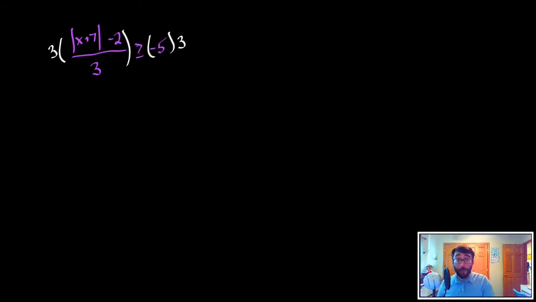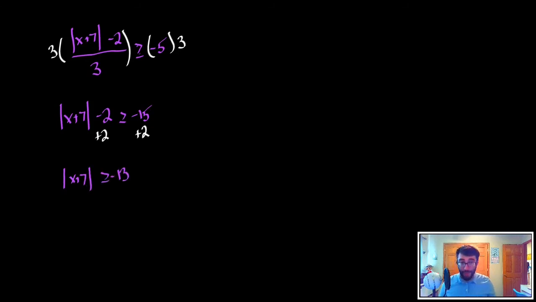And what that will now become is the absolute value of x plus 7 minus 2 is greater than or equal to negative 15, okay? Now we can add that 2 to each side. So I'm going to add 2 to each side, and that's going to get me the absolute value of x plus 7 is greater than or equal to negative 13. Okay, and then once again, you would think about what kind of compound inequality is this.